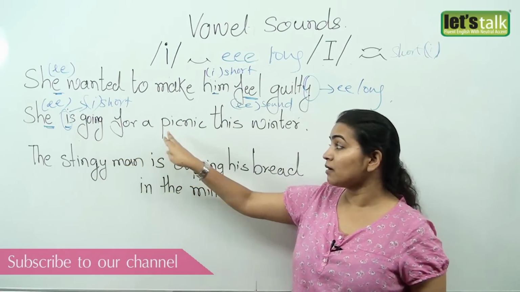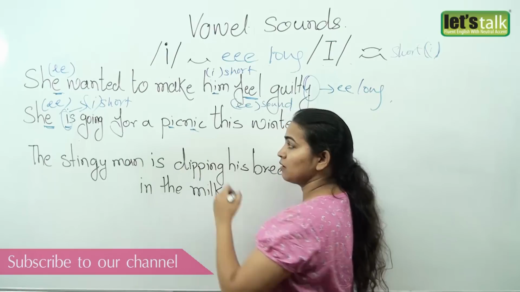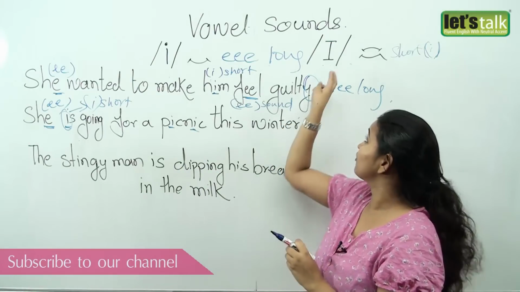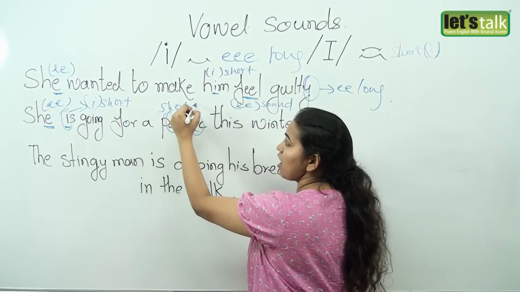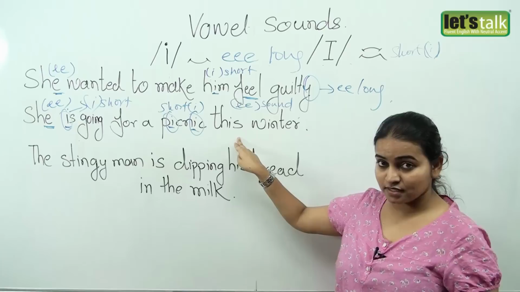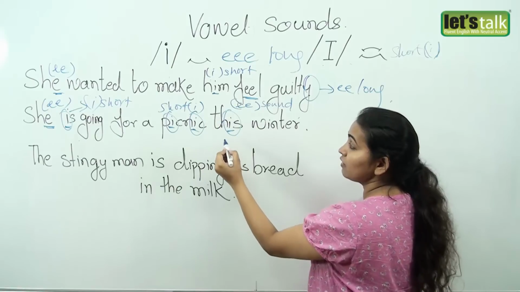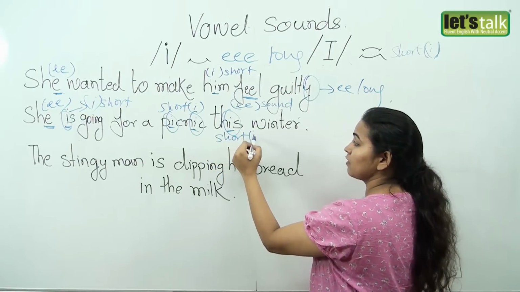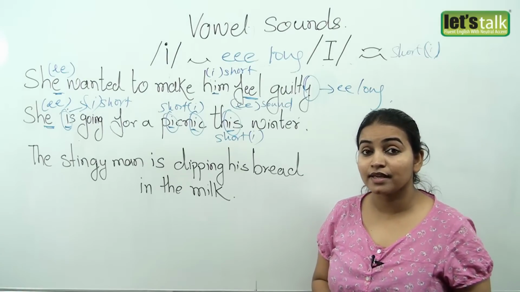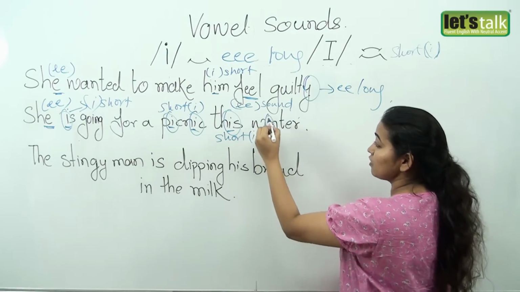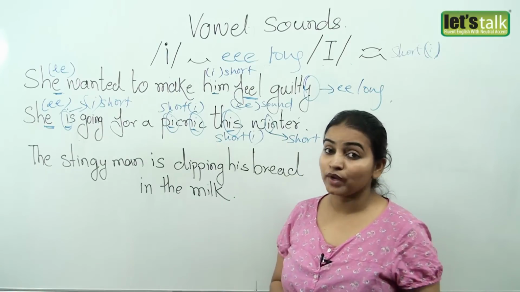Going for a picnic. Picnic. There are two sounds in the same word which give me the I sound, the I, which gives me the short I sound. This gives me the short I sound, produced by the I again. Again, another word, winter. I don't say weenter, but I say winter, which gives me the short I sound produced by the I in the word winter.